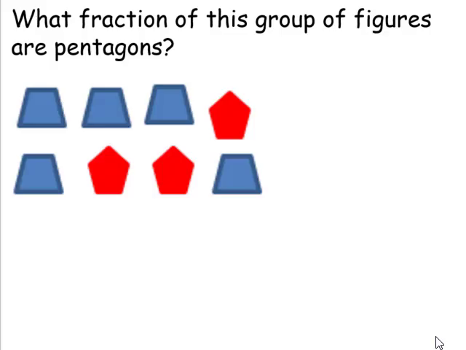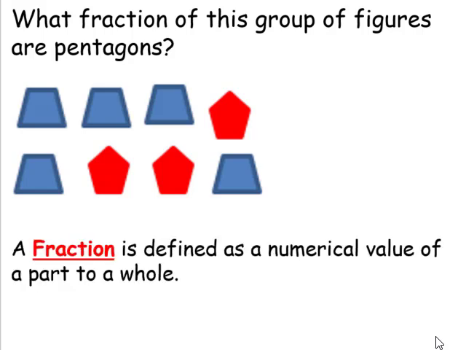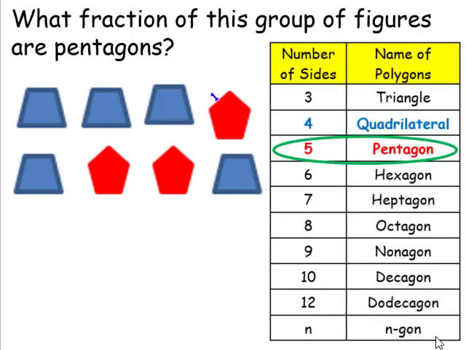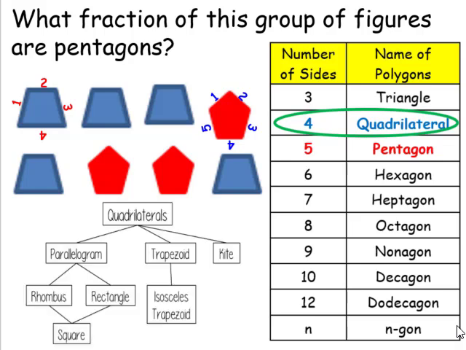What fraction of this group of figures are pentagons? A fraction is defined as a numerical value of a part to a whole. First, we must identify what is a pentagon. A pentagon is a 5-sided polygon. A quadrilateral is a 4-sided polygon. There are special types of quadrilaterals. Some may be parallelograms, others may be trapezoids, while others may be kites.